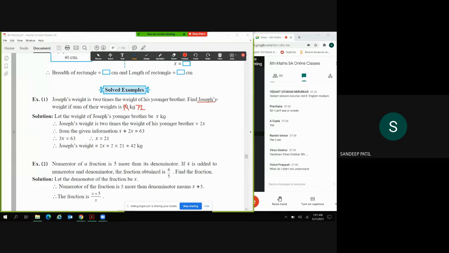So this is the same problem. Instead of 63 kg we are using 72. Then what will be the weight of Joseph? Can you solve and write the answer in the chat box?